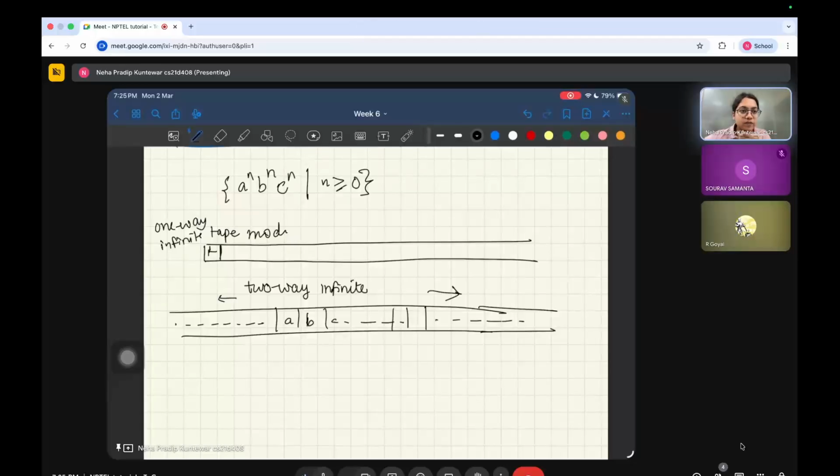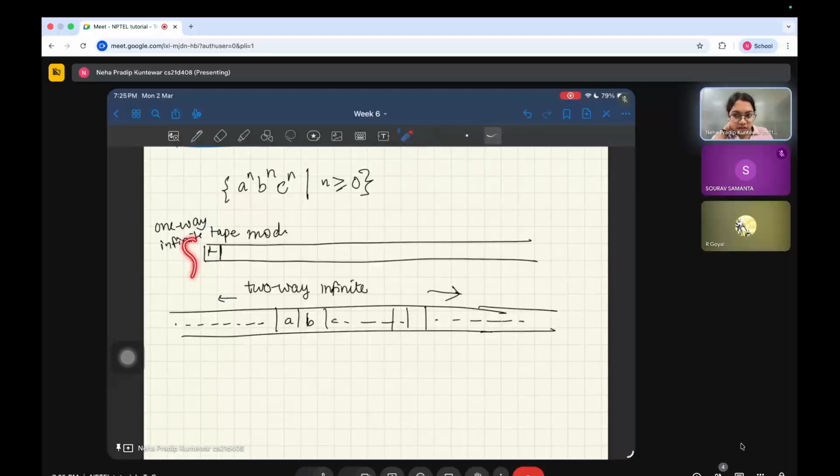Sorry, can you repeat? Yeah. So if I extend the design of a Turing machine by including multiple heads or multiple tapes, computationally that is equivalent to the standard Turing machine having a single tape. Yeah, that I agree.